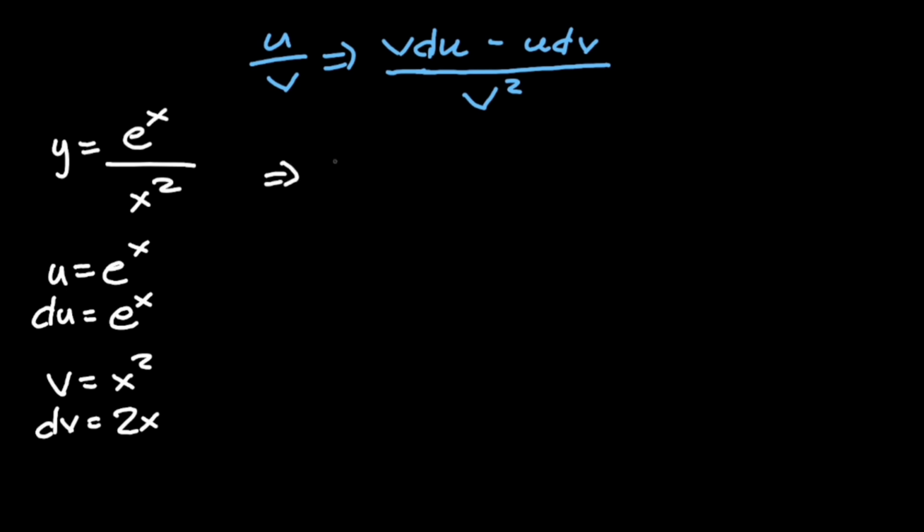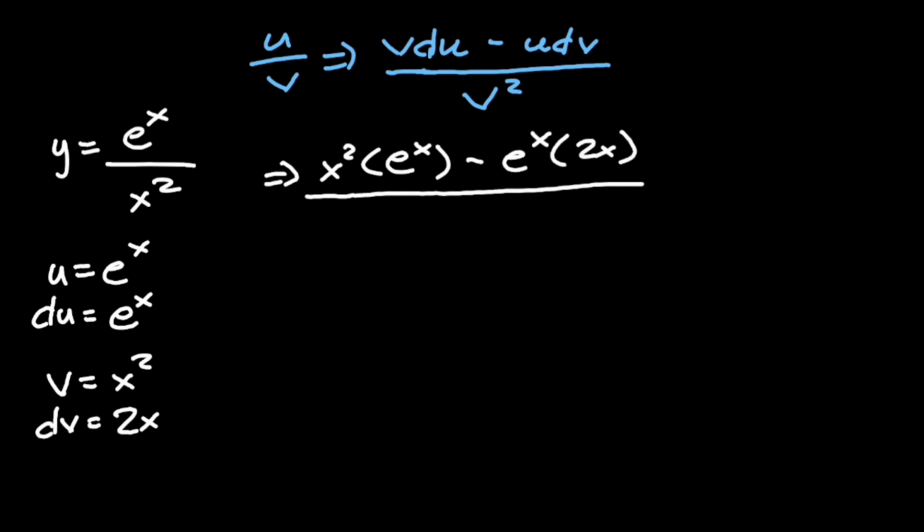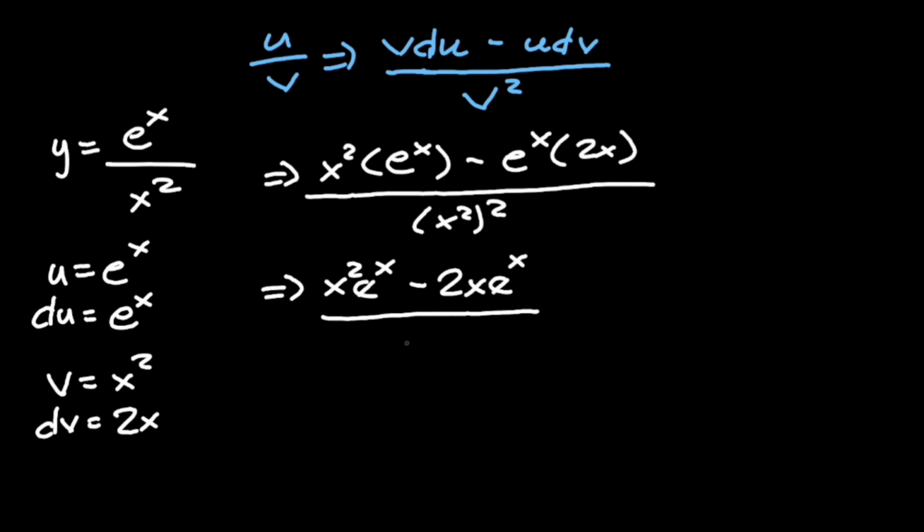Plug this into the formula, you will get x squared multiplied by e raised to the power of x minus e raised to the power of x multiplied by dV, which is 2x, over V squared, which will be x squared raised to the power of 2. Simplify this, you will get x squared e raised to the power of x minus 2x e raised to the power of x over x raised to the power of 4.